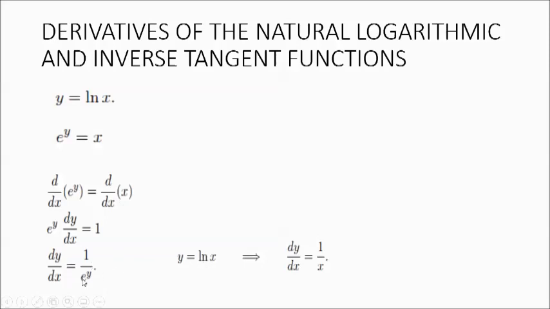Ngayon, e raised to y, class, is equal to x, diba? So we can sub yung e raised to y into x. So therefore, dy over dx is equal to 1 over x. So ibig sabihin yung derivative ng ln x, class, is simply 1 over x.